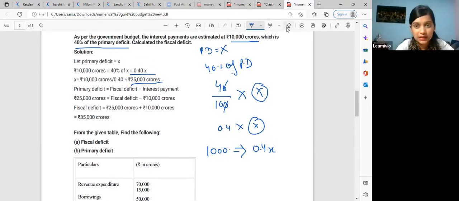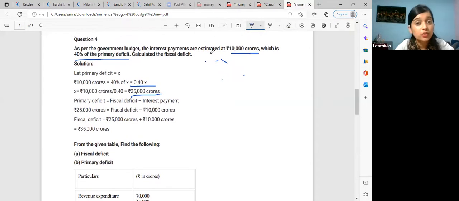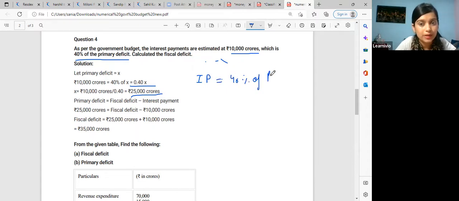See, I'm just explaining it again. I know it is a little bit confusing, but don't worry. Whatever is given in your question, just follow it blindly. The question was, as per government budget, the interest payment is estimated. This is your interest payment, but this interest payment is equal to 40% of your primary deficit.